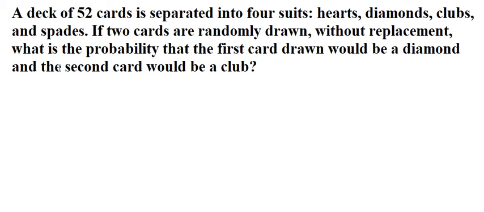We know that we have 52 cards and we have 4 types of cards in here. So we have 52 divided by 4, which is 13 cards for hearts, diamonds, clubs, and spades. So the first card should be a diamond.